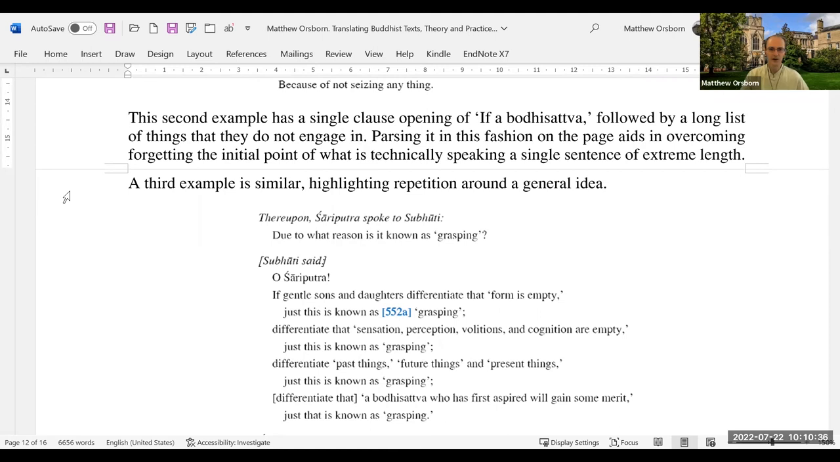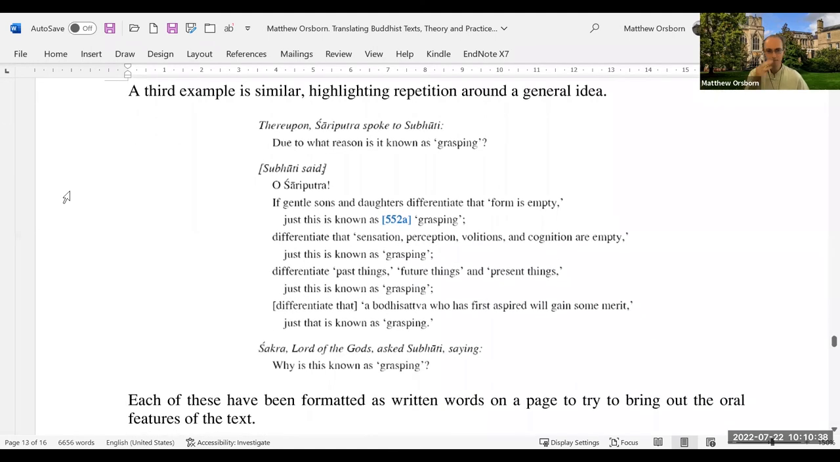Now, a third example is similar, highlighting repetition around a general idea. Thereupon, Shariputra spoke to Subhuti: "Due to what reason is it known as grasping?" Subhuti said, "O Shariputra, if gentle sons and daughters differentiate that form is empty, just this is known as grasping. Differentiate that sensation, perception, volition, and cognition are empty, just this is known as grasping. Differentiate past things, future things, and present things, just this is known as grasping. Differentiate that a bodhisattva who is first aspired will gain some merit, just this is known as grasping," etc.